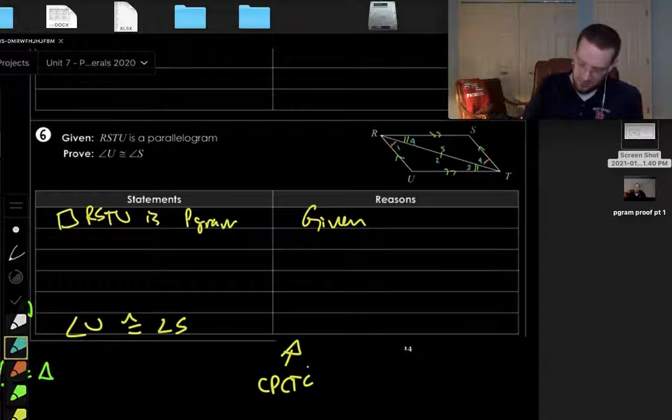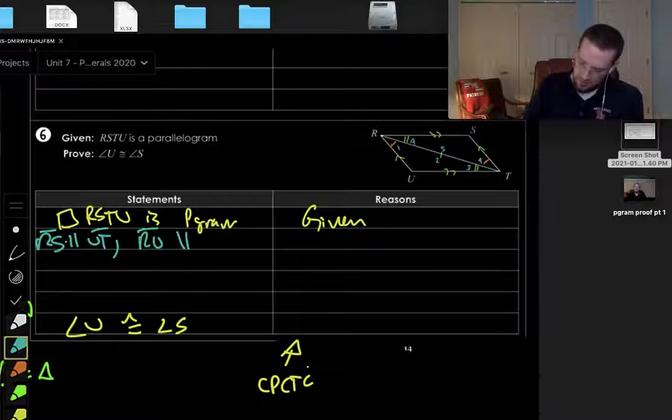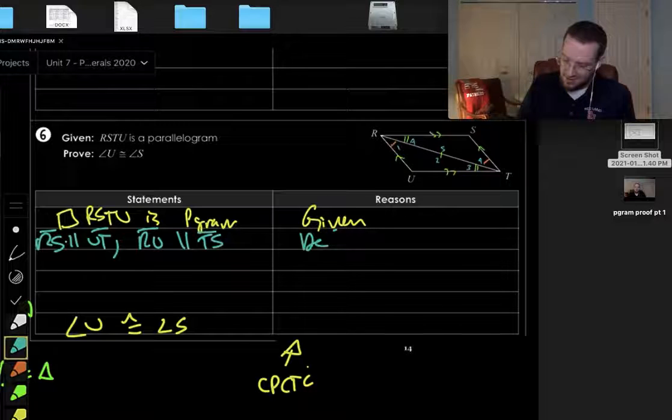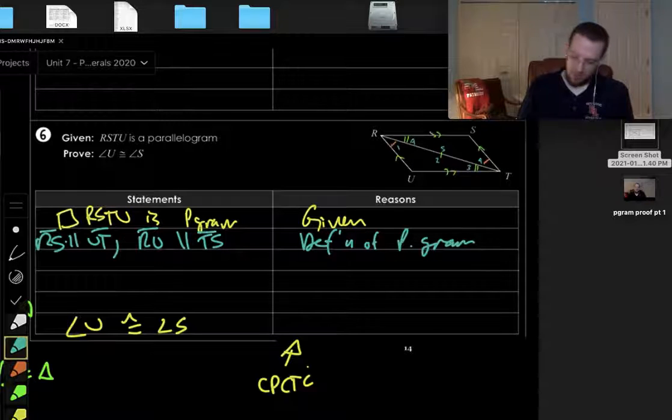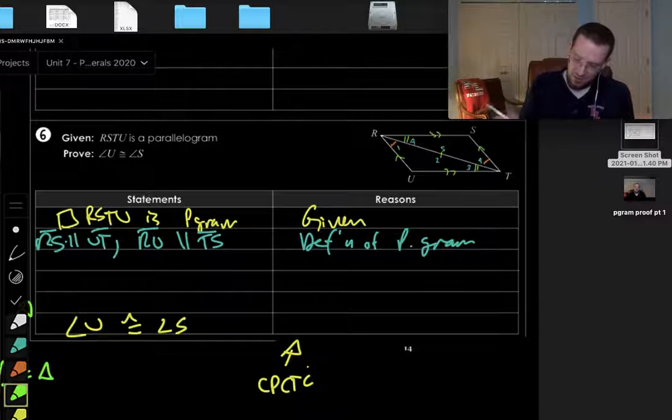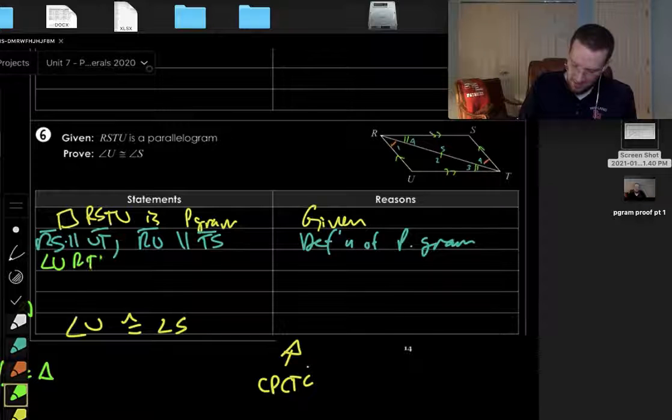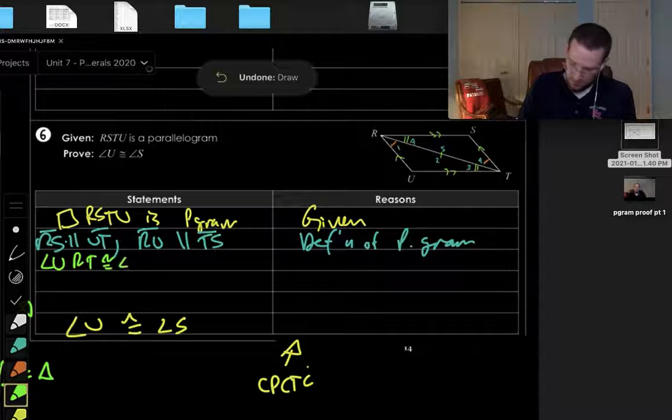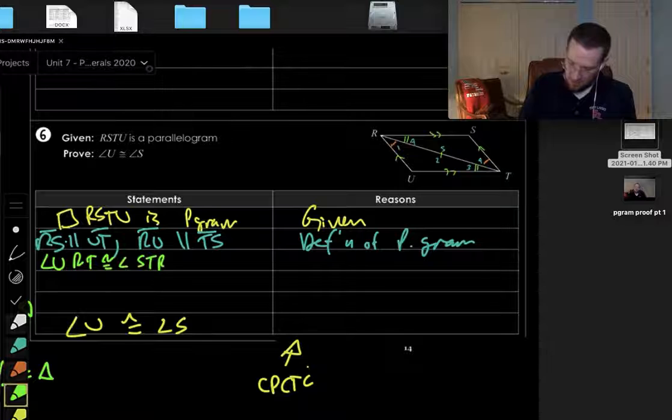So it's a parallelogram. That means opposite sides are parallel. So we have segment RS is parallel to UT. And we have RU is parallel to, I think this is actually going to be TS. That's the definition of a parallelogram. And so from there, since they're parallel, we have congruencies. We have the orange one first. This is angle URT, congruent to the other orange one, which would be angle STR, 2 oranges.